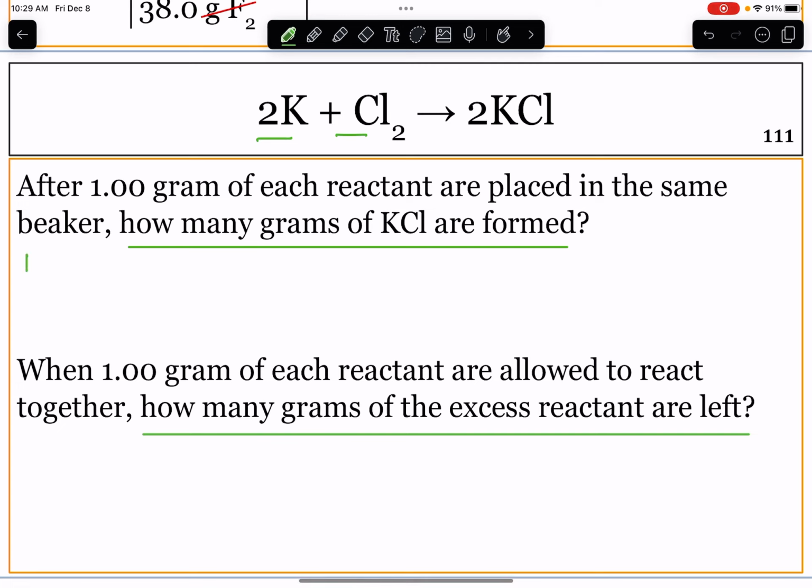So we have 1 gram of each reactant. 1 gram of potassium. The molar mass of potassium is this. Pause to see if you can solve this before you move on to see the rest of the video.